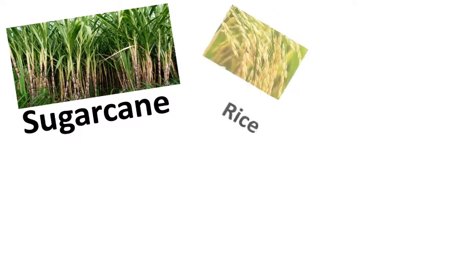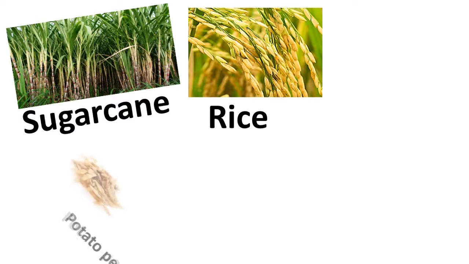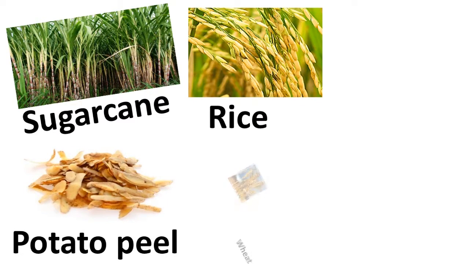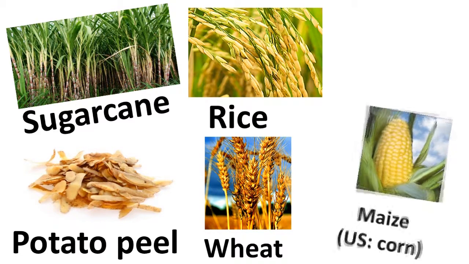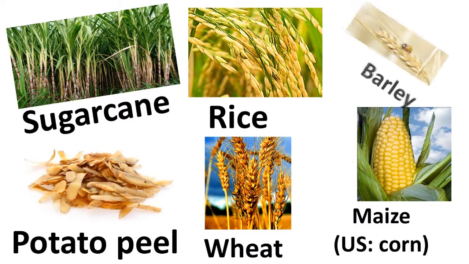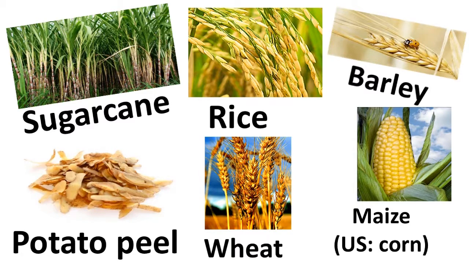So, the main resource for obtaining ethanol by fermentation is starchy plants. They are sugar cane, rice, potato peel, wheat, corn, barley. All of these plants contain a high concentration of starch. This is a polymer that contains many units of glucose.